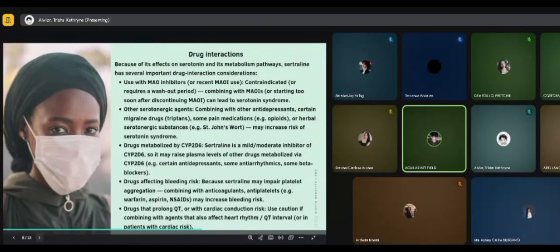It also interacts with drugs metabolized through CYP2D6. And lastly, these drugs also increase the risk of issues such as bleeding or heart rhythm issues.